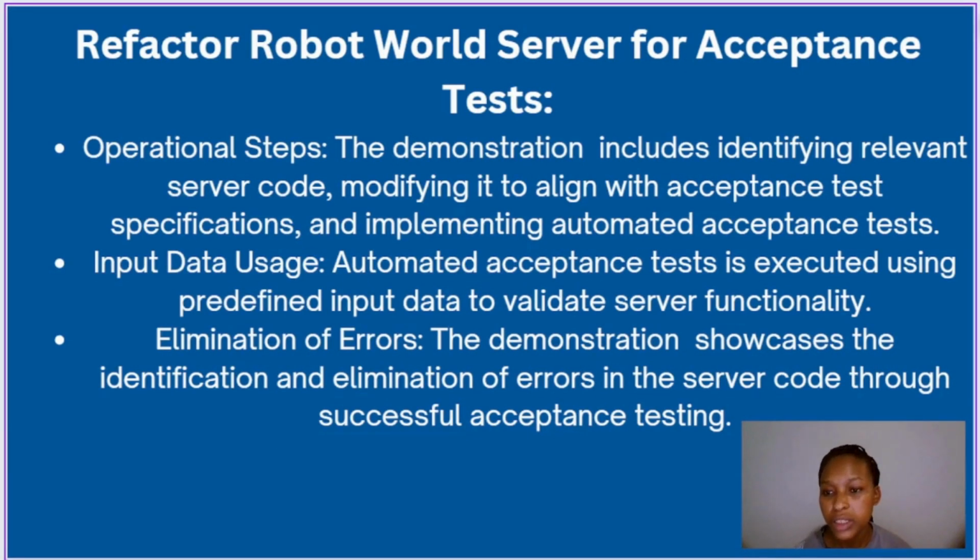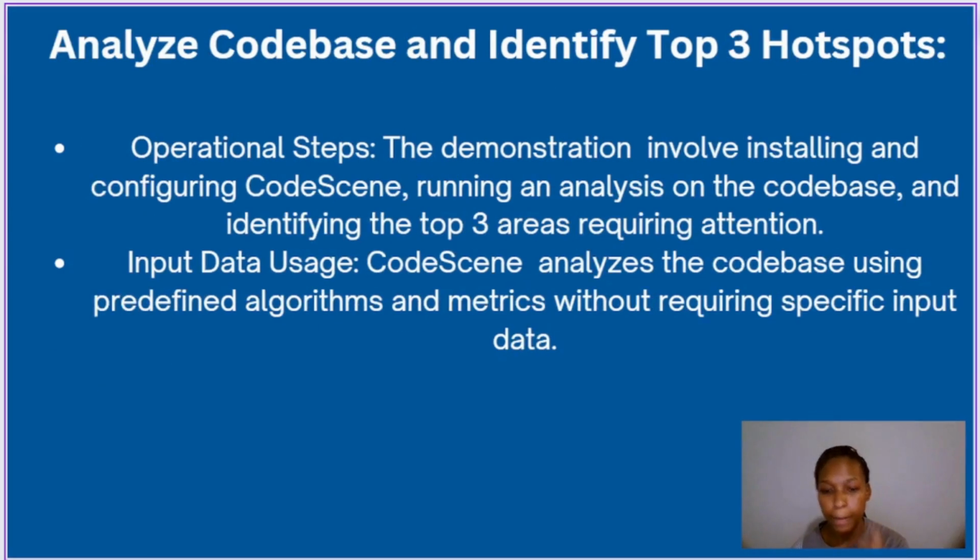Refactor Robot 12 server for acceptance tests. The demonstration includes identifying relevant server code, modifying it to align with acceptance test specifications, and implementing automated acceptance tests. Automated acceptance tests are executed using predefined input data to validate server functionality. The demonstration showcases the identification and elimination of errors in the server code through successful acceptance testing.